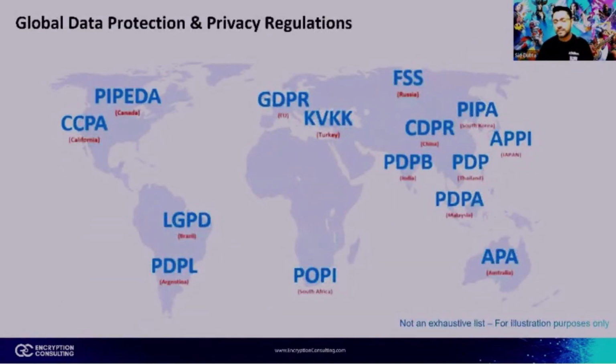Last but not least, global data protection and privacy regulations. Every country now has its own data privacy and protection regulation. In a lot of cases, some of the states are having, case in point, CCPA in the United States, and every other state is also coming up with their own until we have a national data privacy regulation. And the cost of non-compliance is significant for a lot of companies.